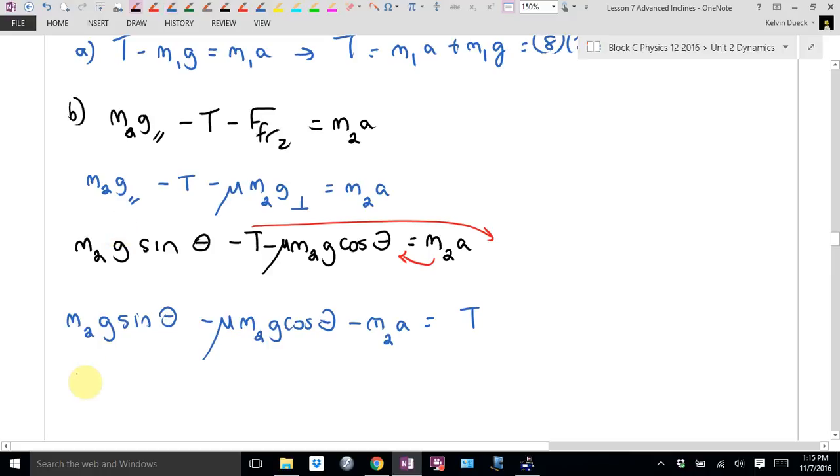This is going to be M2 times G sine minus mu G cos minus A.